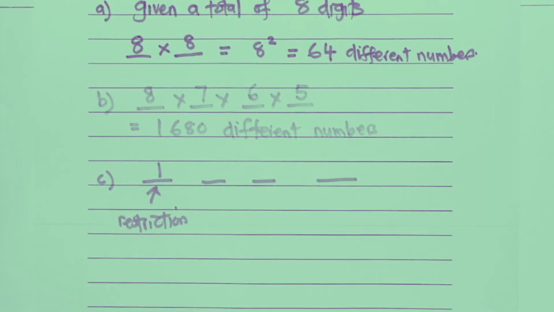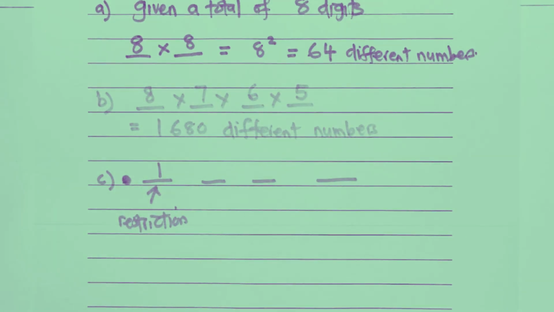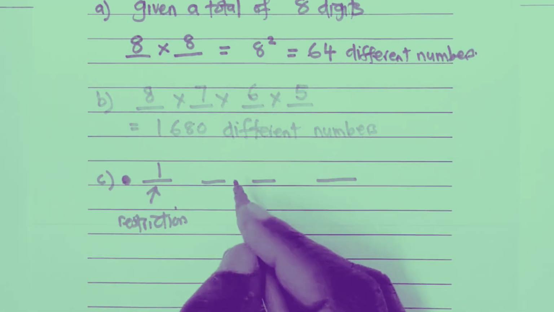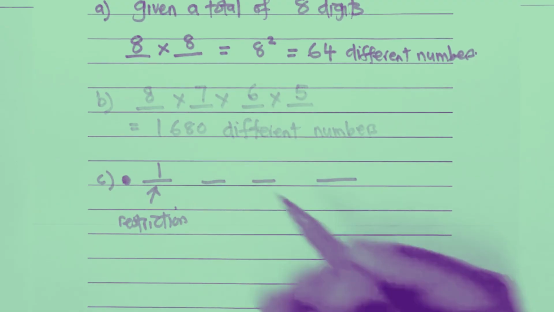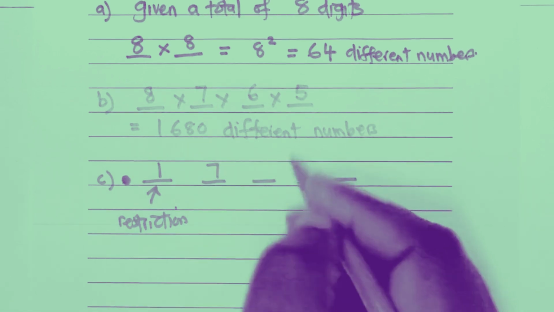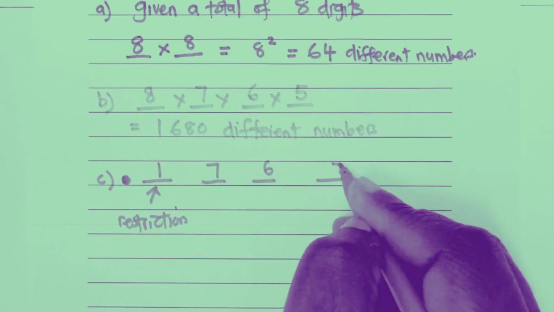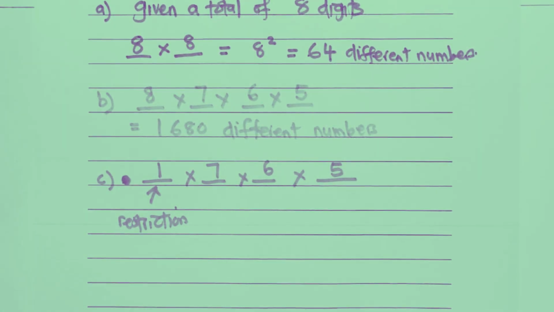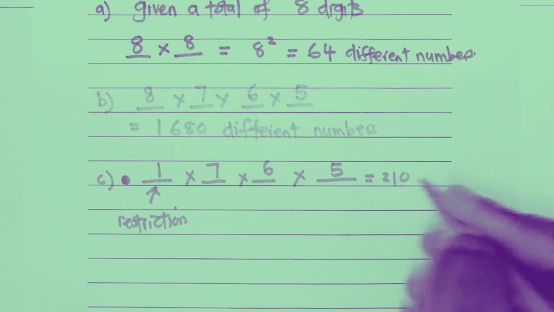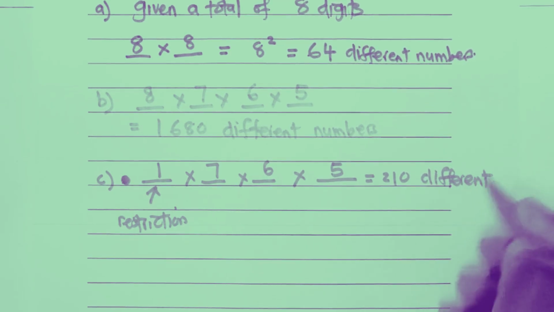I'm going to put a bullet here. I'm going to assume that repetition is not allowed. So if repetition is not allowed, I'm left with 7 digits. And then in the next one, I'm going to be left with 6 digits. And then the last one, I'm going to be left with 5. And then I multiply. And if I multiply here, I'm going to get 210 different numbers.